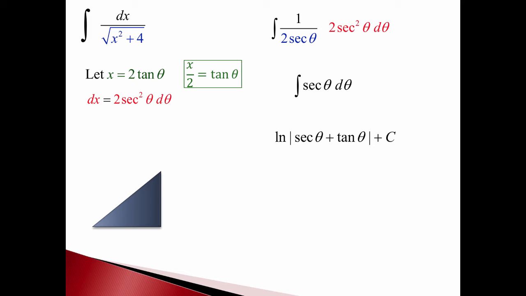Tangent is opposite over hypotenuse, so the opposite side should be an x, and sorry, what did I say? Opposite over hypotenuse? Opposite over adjacent. The tangent of theta is opposite over the adjacent, so the opposite side should be x, and the adjacent side should be 2. And if I label my triangle that way, then my angle theta, right here in the corner, is the right theta, because its tangent is x over 2. That's perfect. So I can just use this now to read off my various trig functions.